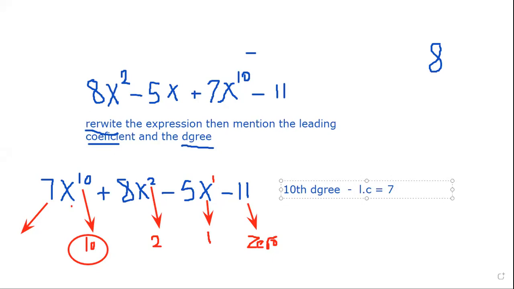So in our lesson today, I want you only to know how to rearrange the expression from greatest to least, to find the leading coefficient and the degree of the expressions, and the meaning of monomial, trinomial, and polynomials.